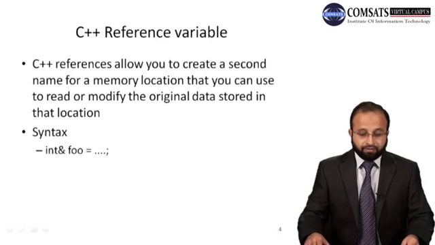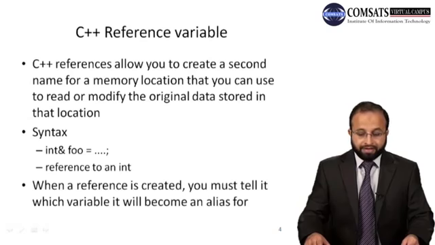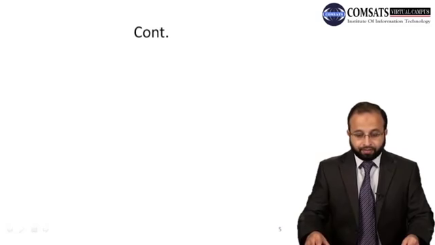The syntax of the reference variable is int, you use the ampersand sign, then the name of the reference variable, that is foo over here, and then you assign it with some value. I will show you later what this value is. So this is a reference to an integer. When a reference is created, you must tell it which variable it will become an alias for. Whenever you declare a reference variable, it is a must to tell the name of the variable for which it becomes the second name or alias.